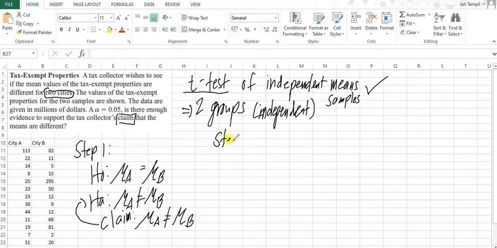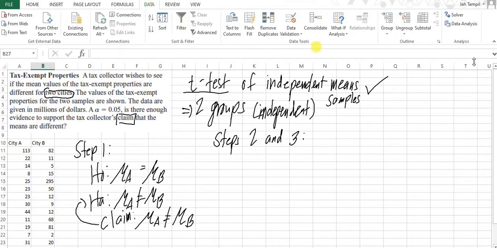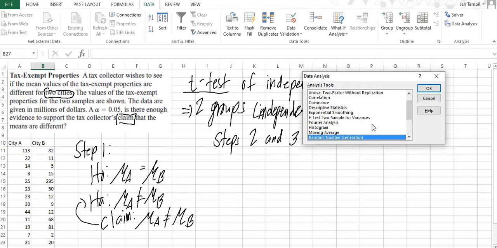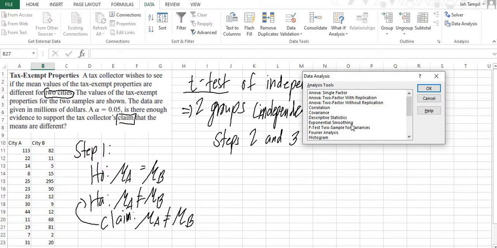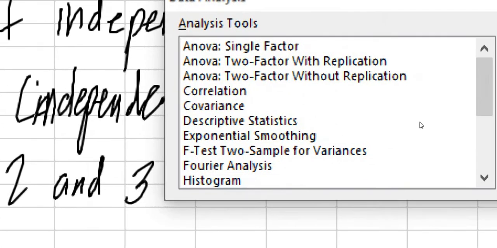Let's go to our steps 2 and 3. So now in steps 2 and 3, we shall now use Excel. So we will now go again to our data. There you go. And we have again data analysis here. And there we go. So let's take a closer look at our data analysis here.